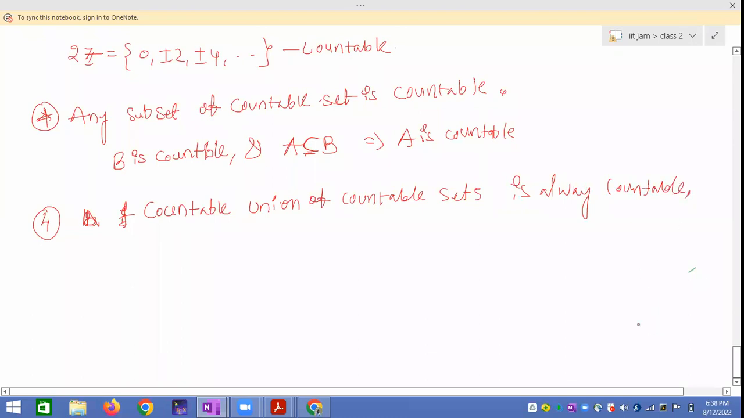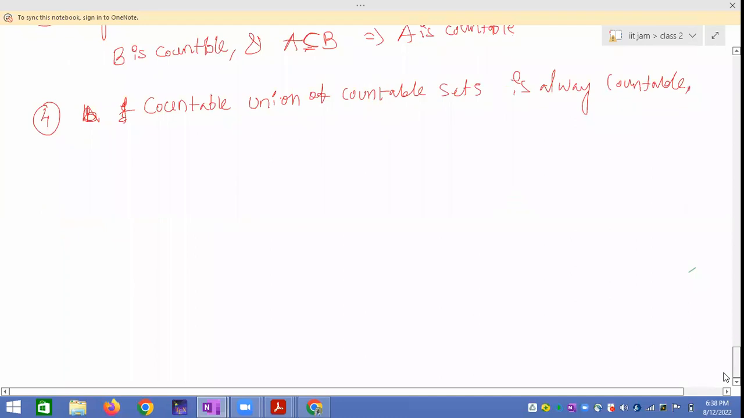What is the countable union? What is the finite union? What is arbitrary union? Does anyone know the difference? Finite union means, suppose A1 union A2 union A3, these are three sets. Union between finite sets is a finite union. What is a countable union? If I take A1 union A2 union A3 union, so on, up to An union An plus 1, it's going like that. This is a countable union of sets.